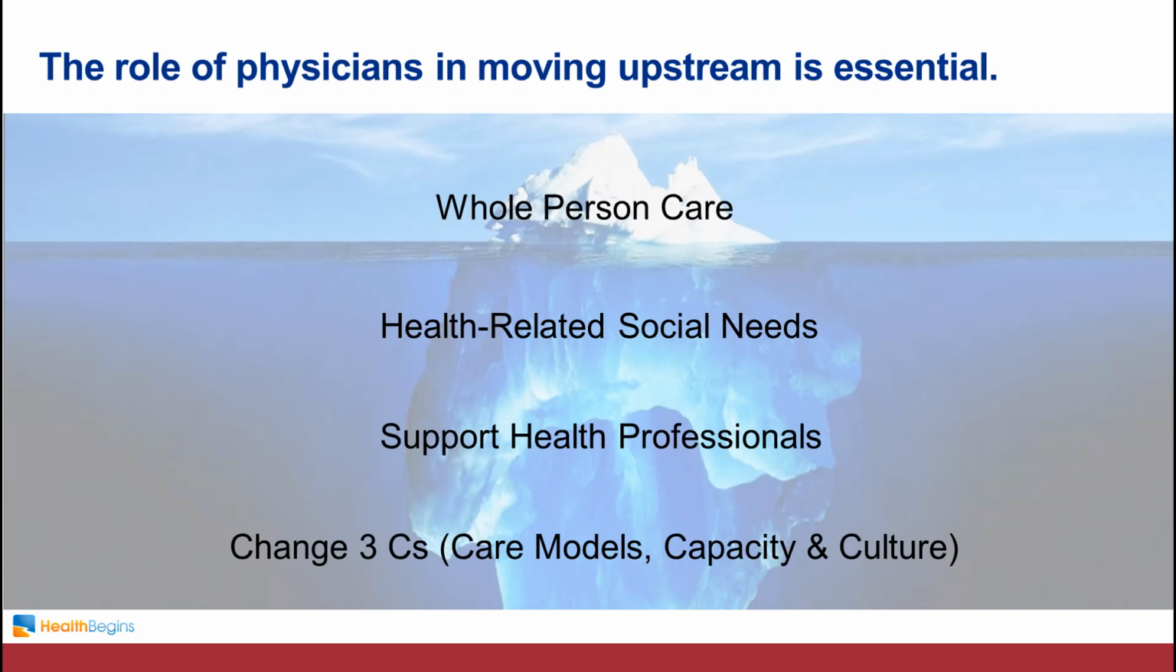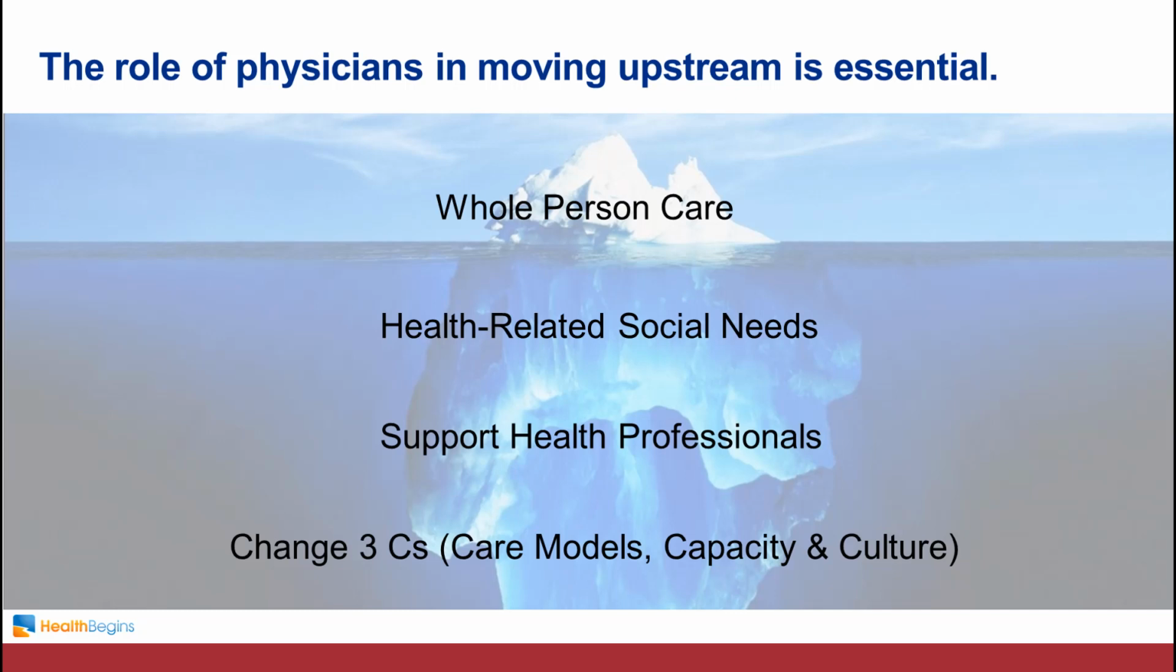Our systems have not been designed from the get-go to be able to support this type of work. So we can't expect health professionals and physicians to do this without supporting them through the process of change, of system transformation. And we certainly can't support health professionals and physicians specifically unless we understand the impact that social determinants of health have on three C's: care models, capacity, and culture.